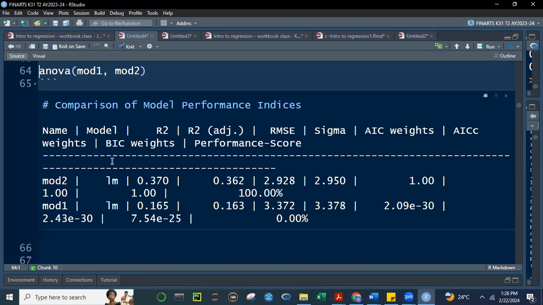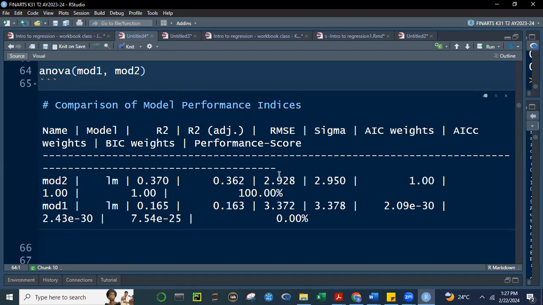So it's quite a challenge to read this. So first, yung model ni model number 2, pareho silang LM. Tapos ang R squared ni model number 2, 0.37 as compared to 0.16, around 16% for model number 1. In terms of adjusted R squared, mas maganda class si model number 2. Okay, root mean square error.